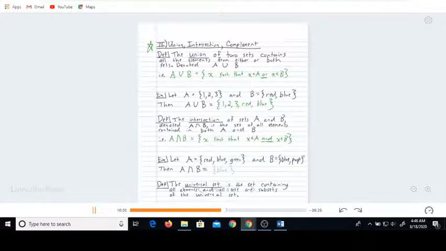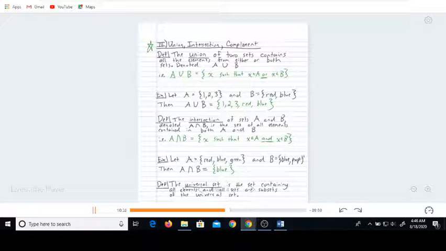If we look at this next example, A intersect B is going to be where A and B overlap. Looking at A and B, the only place they overlap is on element blue. That's the only thing they have in common. That's what the intersection is. The intersection of two sets is essentially the set of all elements that they both have in common.